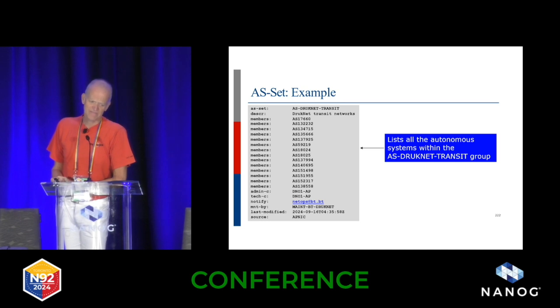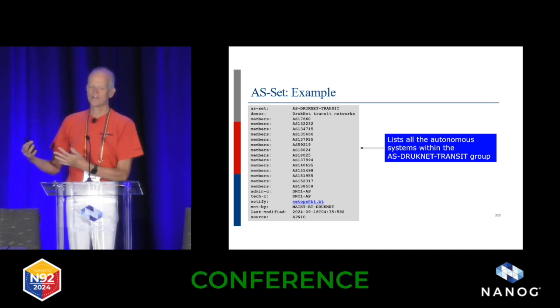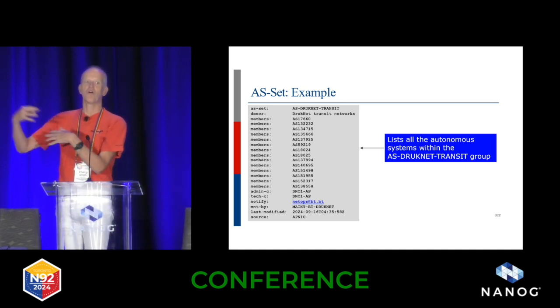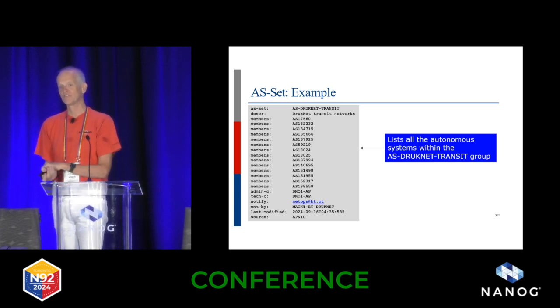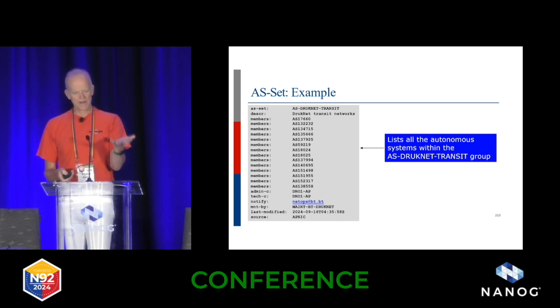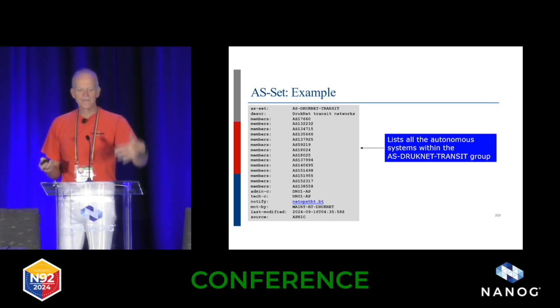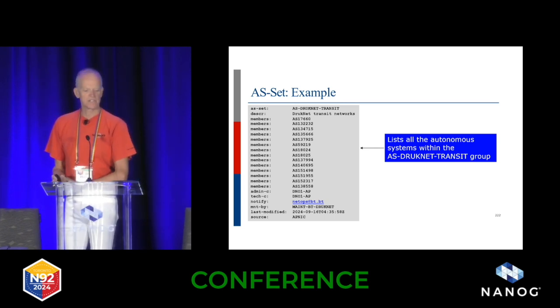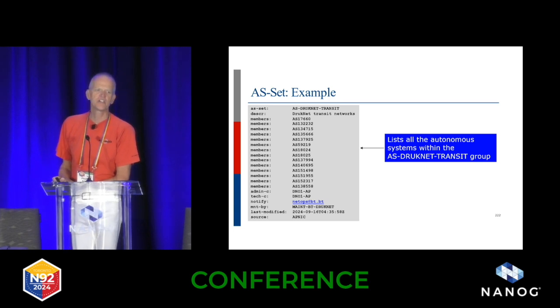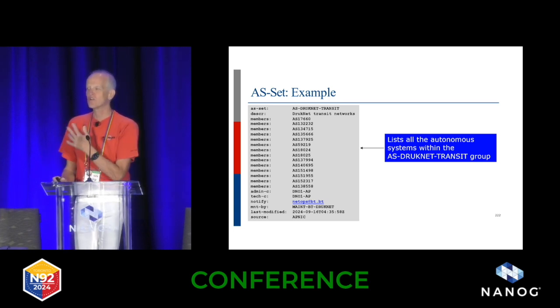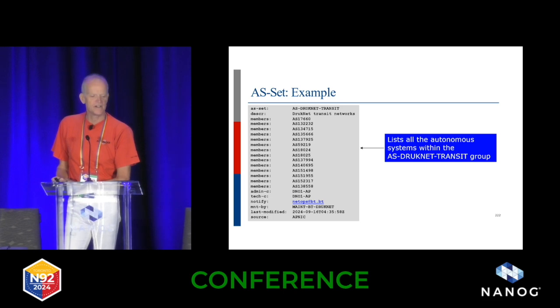An AS set is a handy shorthand for documenting all the autonomous systems that you're providing transit to. So here's one example. It's just listing all the ASs that are customers of this particular transit provider. So it's a nice shorthand if you're trying to document policy more in your AS object.